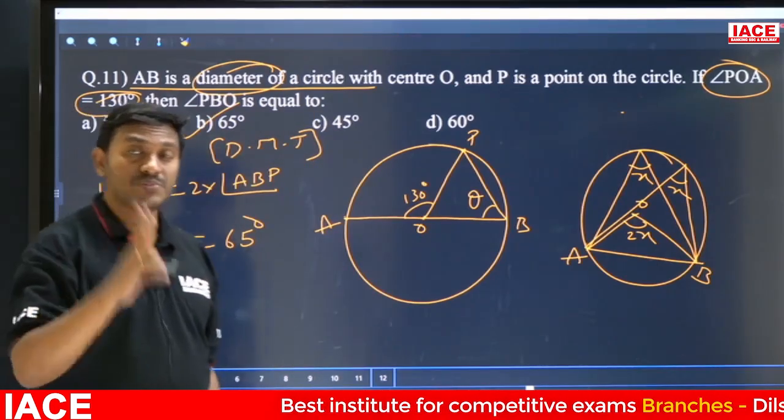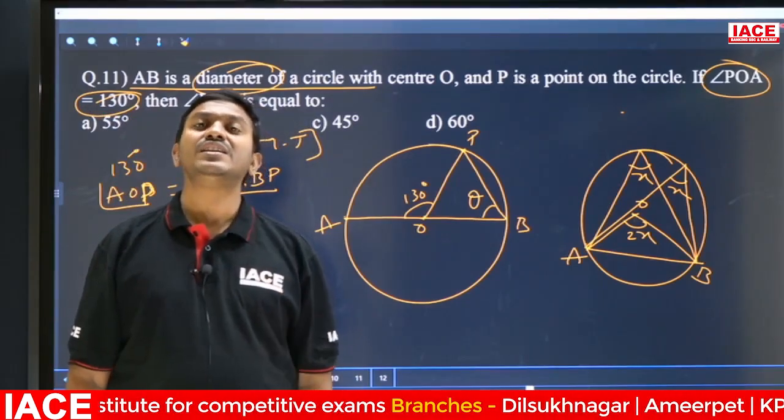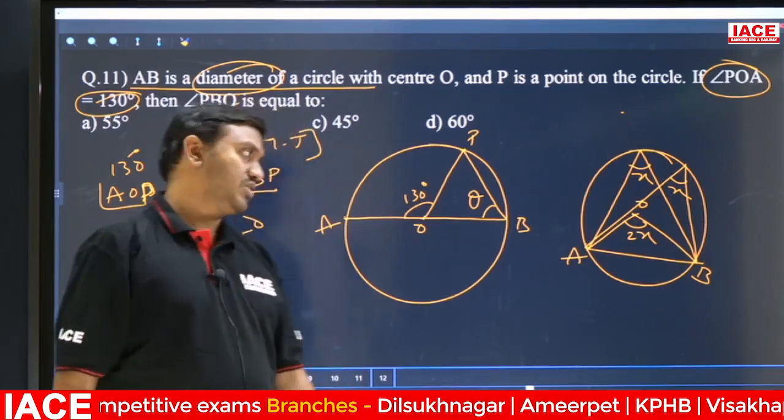So we have two clues. Two clues we have, but out of two clues only one clue we used. What is that? Degree measure theorem. Okay, no doubt.